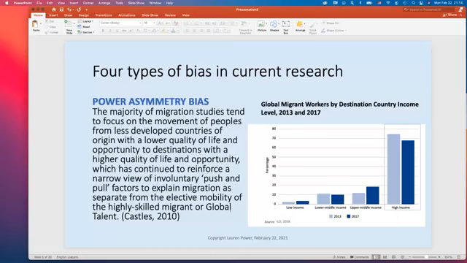But this power asymmetry bias continues to reinforce a narrow view of involuntary push and pull factors. Of course migrants will go to a place that has more opportunity. That's the thinking. It fails to explain migration in terms of elective mobility. And in my case, I study highly skilled migration or global talent. What about the people who have choices? They're not necessarily passive subjects of these push and pull factors. They're making choices, and we need to know why.